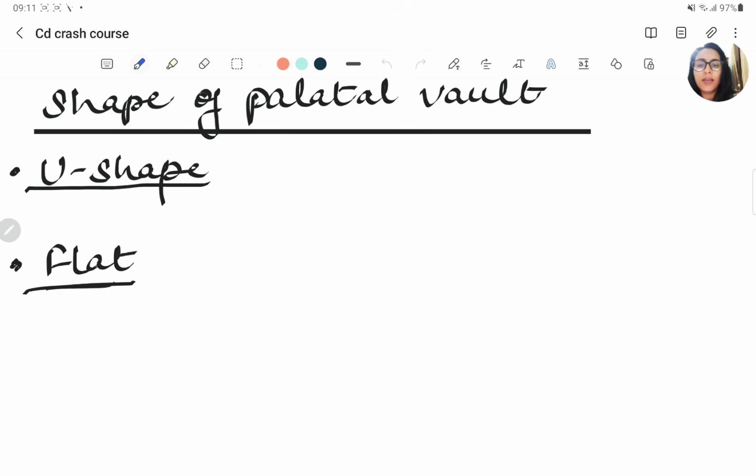Based on the shape of the palatal vault, if the shape of the palate is a U shape, then this is the most favorable shape for the retention of the denture. So the most favorable shape is the U-shaped palatal vault.